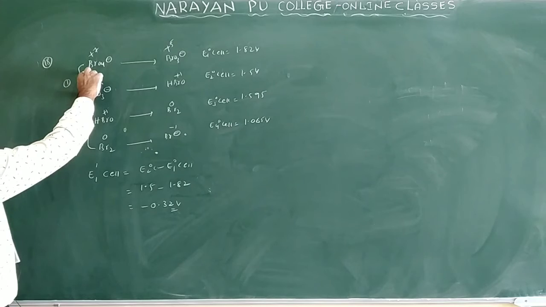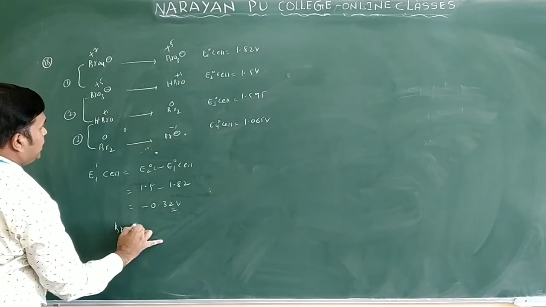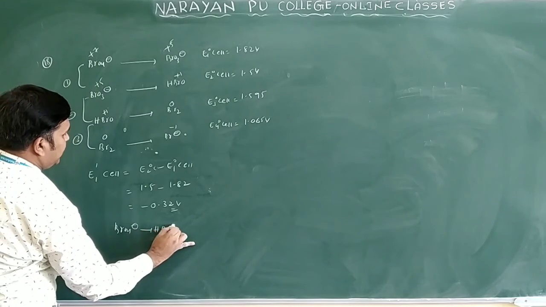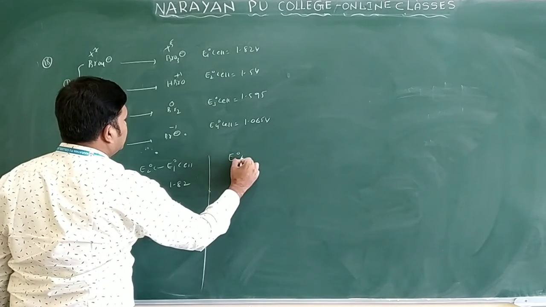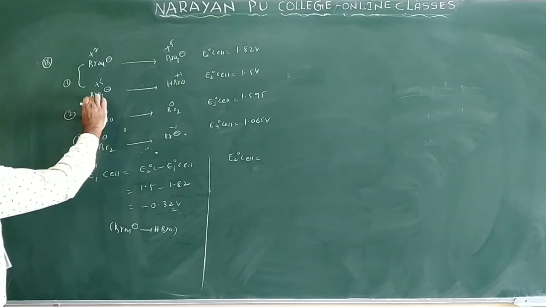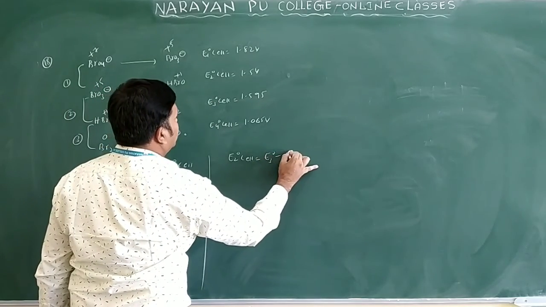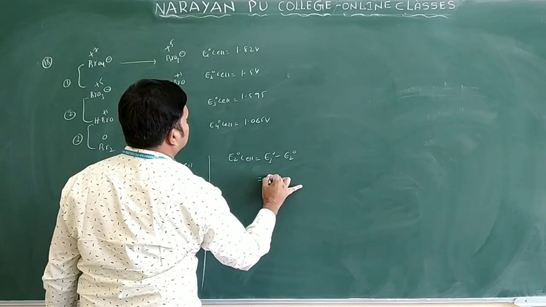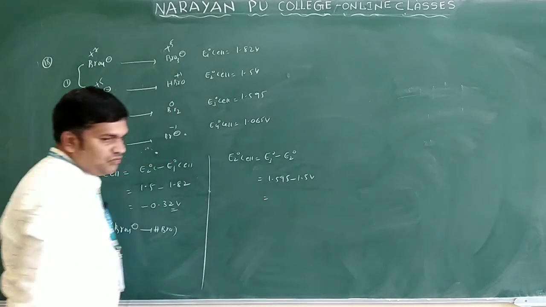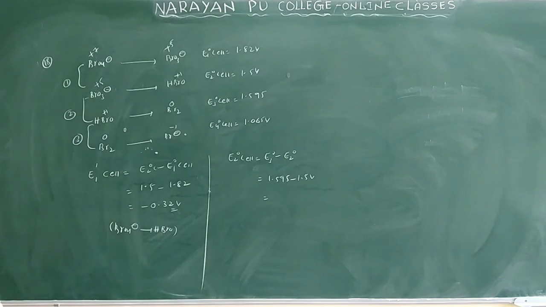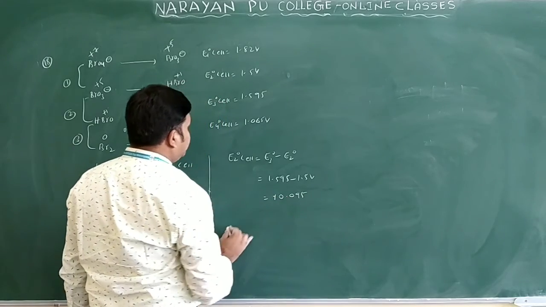So in this reaction, if you combine these two, what is cancelled here? BrO3 minus cancels. What will you get here? BrO4 minus converted into HBrO. In this case, if you want to find out E2 dash naught cell, you will take E3 naught minus E2 naught. E3 is 1.595 and this is 1.5 volts. So what will you get here? You will get plus 0.095. This is plus 0.095.